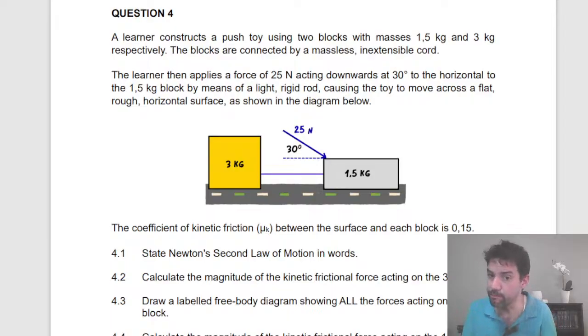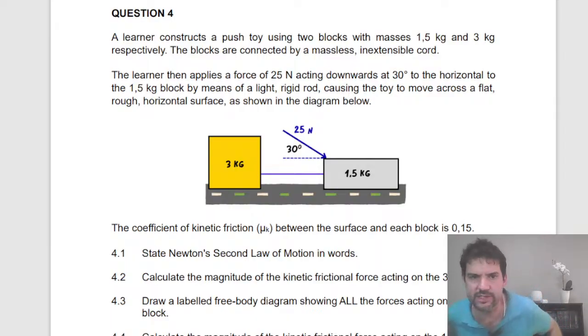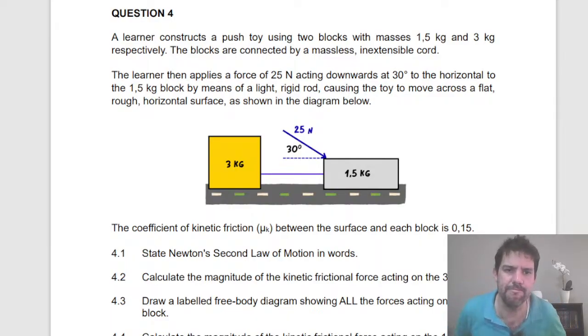Now, the moment you push, the normal force is going to increase because you're pressing against the floor a little bit. Acting downward at 30 degrees to the horizontal to the 1,5 kilogram block by means of a light ring cord. That is an important information. Causing the toy to move across a flat rough horizontal surface as shown in the diagram below. The coefficient of kinetic friction between the surface and each block is 0,15. They gave us the coefficient of kinetic friction.